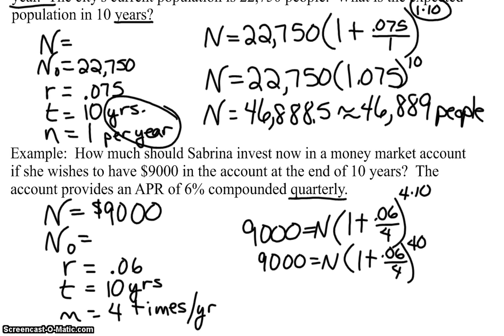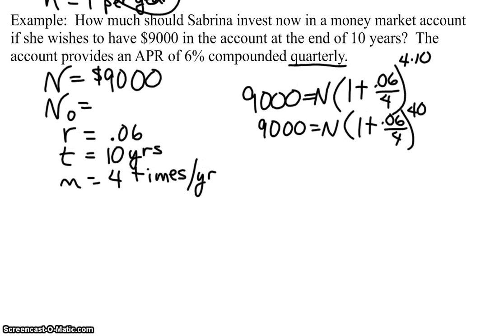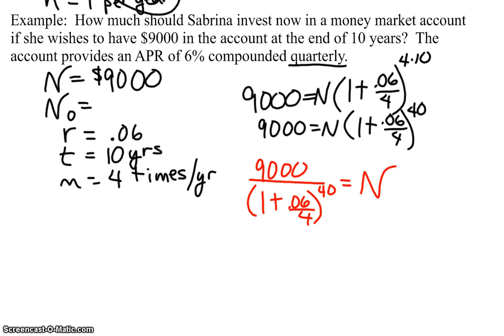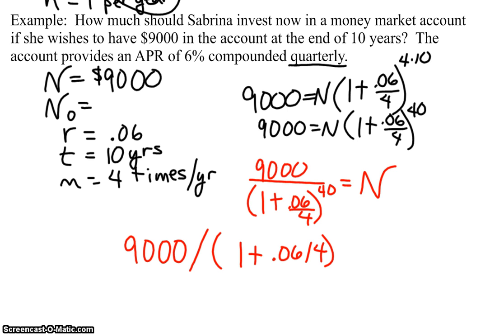If I want to solve this equation for N, I'm going to have to divide both sides by 1 plus 0.06 over 4 to the 40th. So I'm just going to simply enter that into my calculator, and I'll show you the calculator keystrokes to get the answer. So my calculator keystrokes are 9,000 divided by parentheses 1 plus 0.06 divided by 4, close parentheses, raised to the 40th power. Go ahead and punch that into your calculator, see what you get.